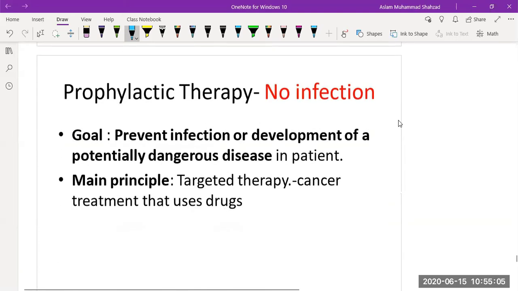So when we talk about prophylactic therapy, there is no infection at the time. As I already discussed about the anti-malarial drug proguanil, that has been given before malaria for travelers, especially for traveling to wildlife. And the goal is to prevent the infection of a potentially dangerous disease in the patient. Especially they're talking about sometimes targeted treatment at use.